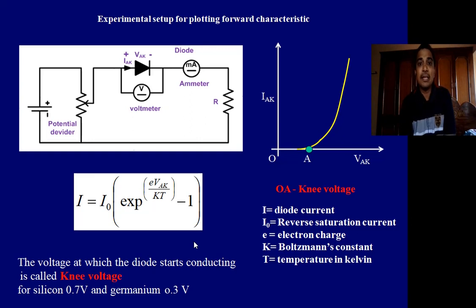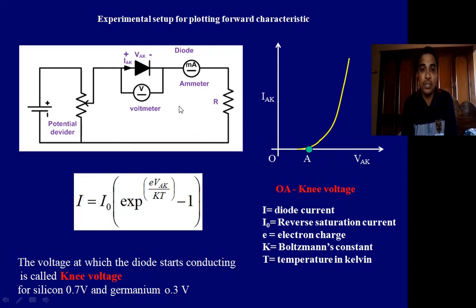Experimental setup for plotting forward bias characteristics. This is the source with a potential divider we have connected. This is the voltmeter, to measure the voltage across the diode. This is the ammeter. This is the resistance. Why do we need a resistance? This is the safety resistor, the current limiting resistor. In forward bias, after the cut-in voltage of the diode, a high amount of current will start, so to reduce that current we use this resistor. Otherwise, this source may get damaged.